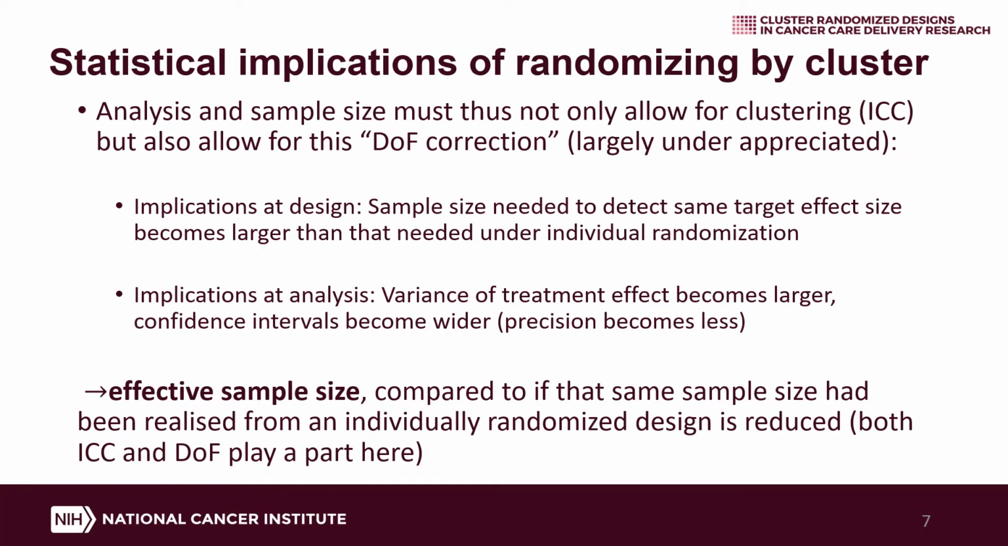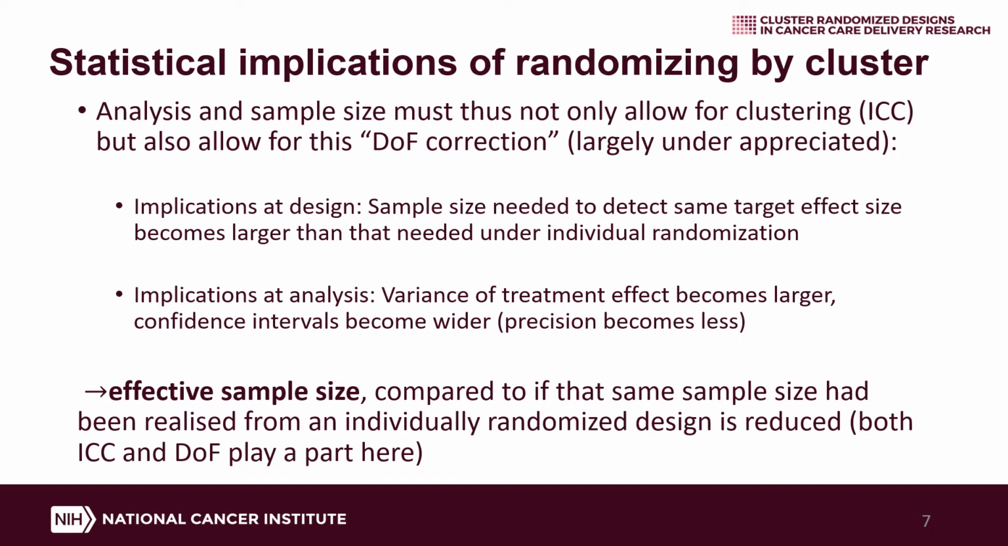So the statistical implications of randomizing by cluster are twofold. Analysis and sample size must not only allow for the clustering, the ICC, but they must also allow for this degree of freedom correction, and this bit is largely underappreciated. Now the implications are twofold, because this has implications at both the design and the analysis.